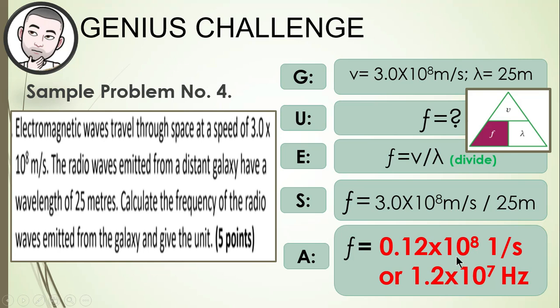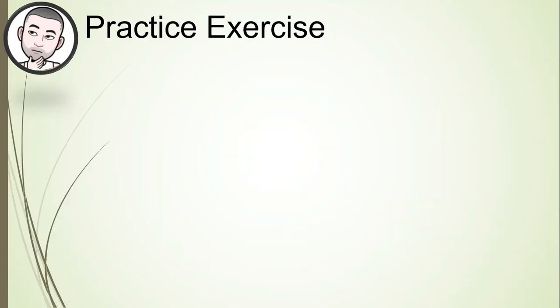So why is that so? Since we move the decimal point here to the right, it simply means that you will subtract 1 from 8. Then it will give you 7. So the final answer here now is 1.2 times 10 raised to 7 hertz. So that is now the frequency of the radio waves emitted from the galaxy.